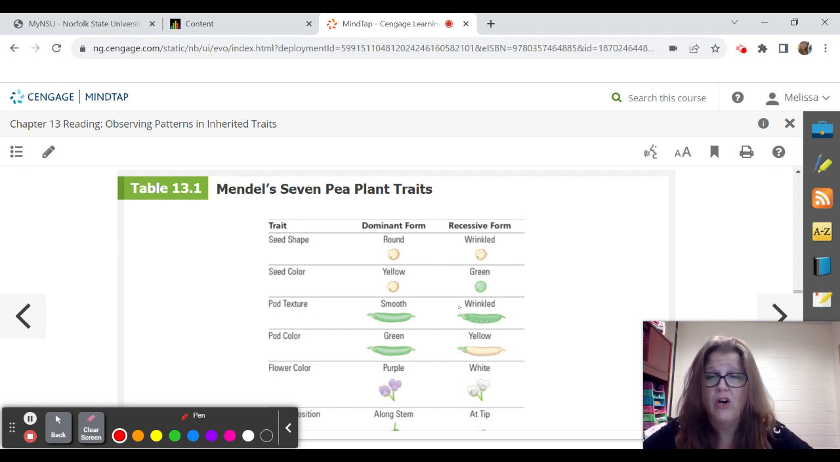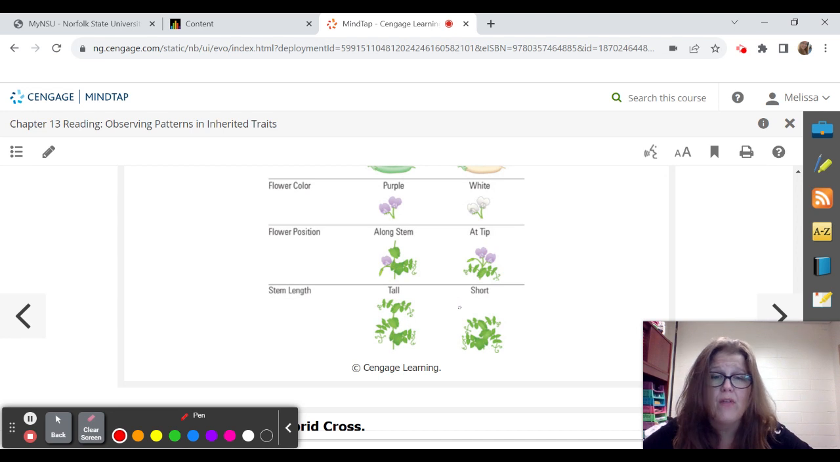This is how he determined the pod texture, smooth versus wrinkled, pod color, green versus yellow, flower color, purple, white, where the flowers are, and if they're short or tall, stem length. So these were all different traits that he looked at. But you have to remember that when he was doing these tests, he was figuring this out as he went along based on his observations.